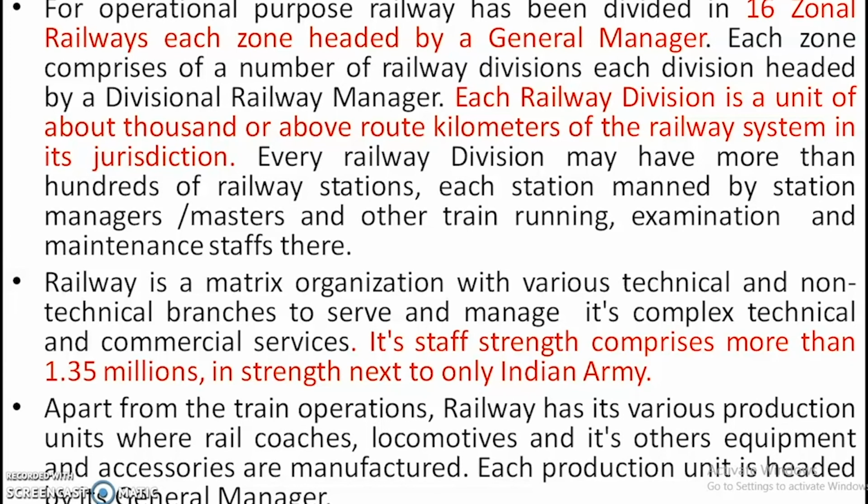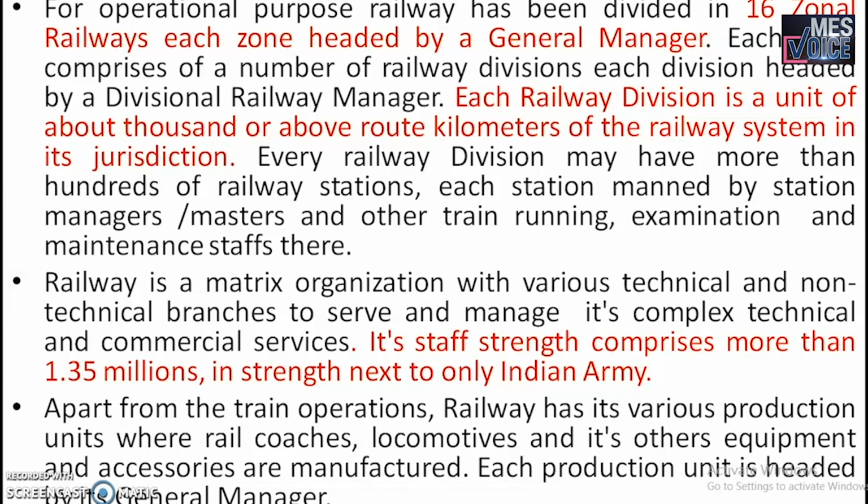Under the South Zone there will be several divisions of railway. Each zone comprises a number of railway divisions. Each division is headed by a divisional railway manager. For example, Ernakulam division will be under a divisional railway manager, and under each divisional manager there will be different railway stations. Each railway division is a unit of about 1000 or more route kilometers of the railway system in its jurisdiction. So the area of control for that division extends to about 1000 kilometers. Every railway division may have more than a hundred railway stations. For example, under the Ernakulam division, we have Aluva railway station and so on.